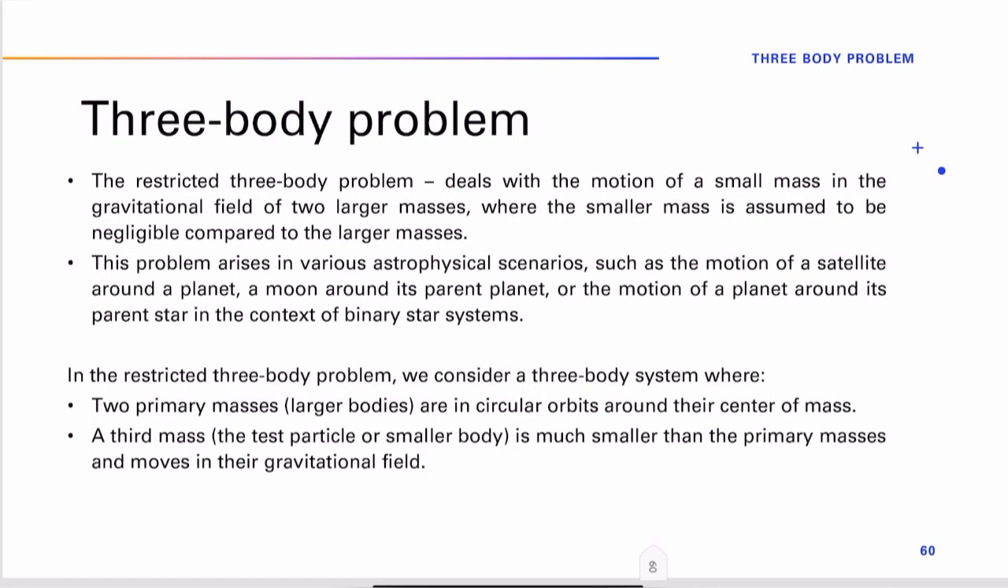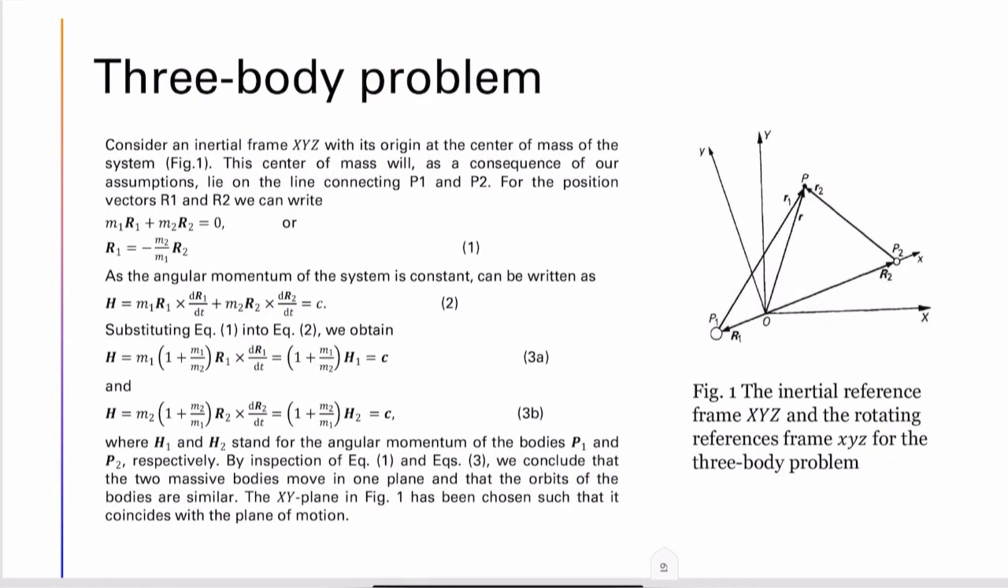In the restricted three body problem we have considered a three body system where two primary masses, large bodies, are in circular orbits around their center of mass, and the third mass is much smaller than the primary masses and moves in their gravitational field. So m1 and m2 together create a gravitational field in which m3 is moving, and m3 is of negligible size, so we can ignore the impact of the mass of the smaller object m3.